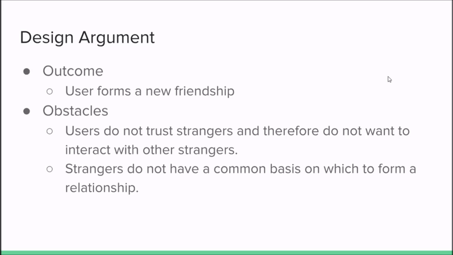So we created a design argument for the progression of experiences. At the end of these experiences, the ideal outcome is that the user forms a new friendship with the person who was friends with their friend. Some obstacles to this are, one, that users don't trust strangers and don't want to interact with them, and two, that these strangers don't have a common basis on which to even form a relationship.